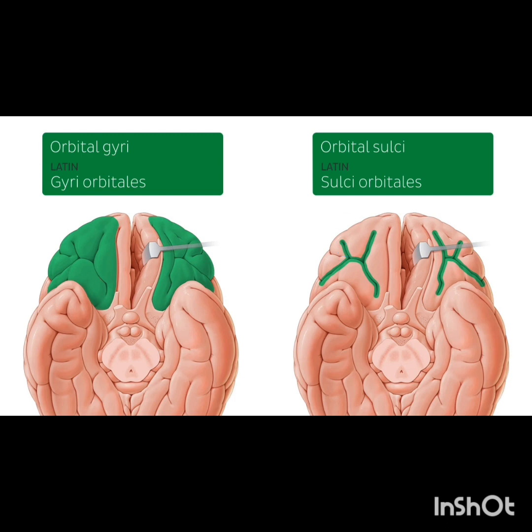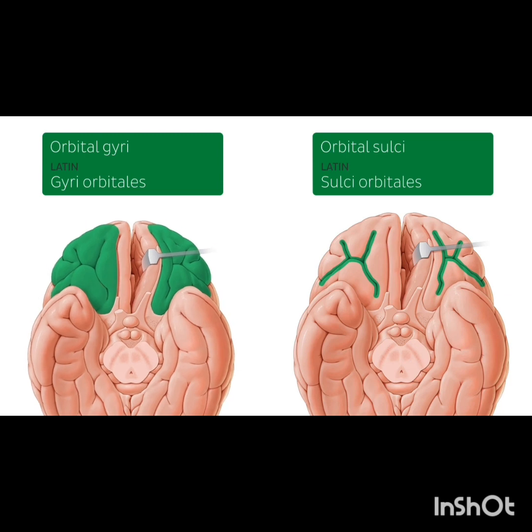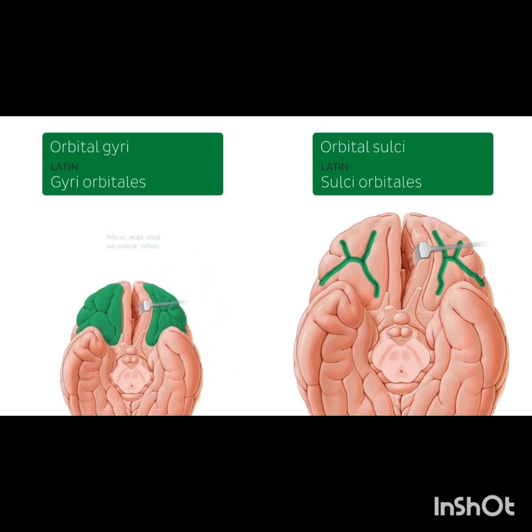This is an inferiorly located part of the frontal lobe, which rests on the orbital plate of the frontal bone. The orbital gyri are divided into the anterior, medial, lateral, and posterior portions by an H-shaped orbital sulci, as you can see from our illustrations. And you can see it even here: anterior, posterior, medial, and lateral portions of the orbital gyri.